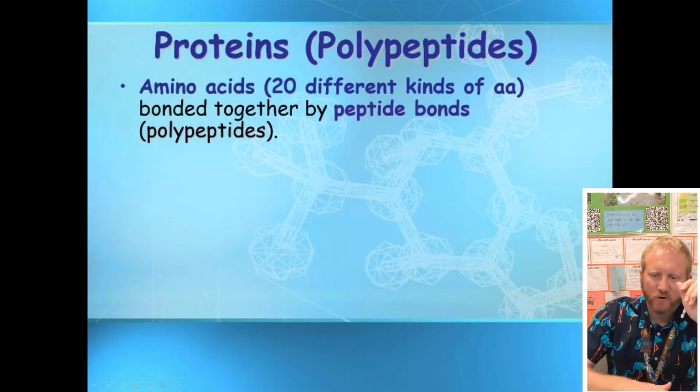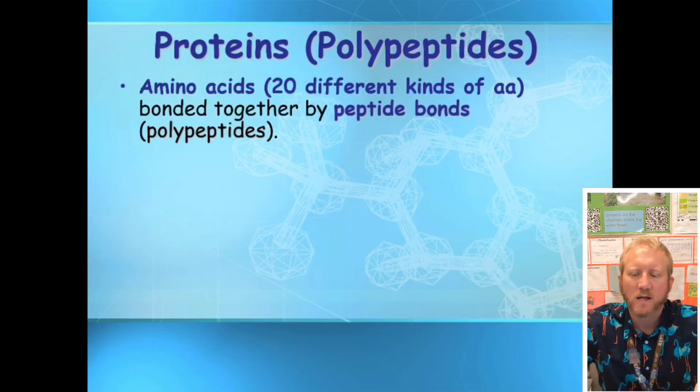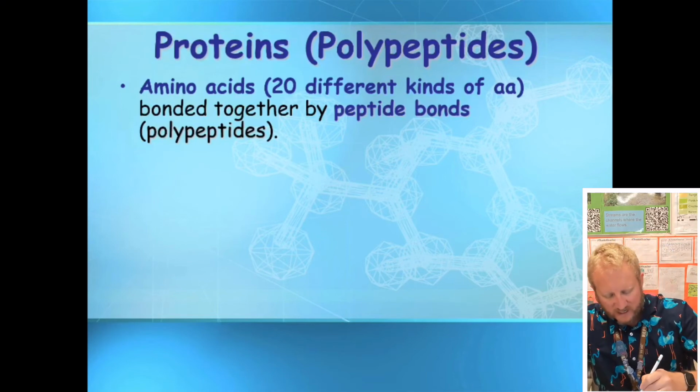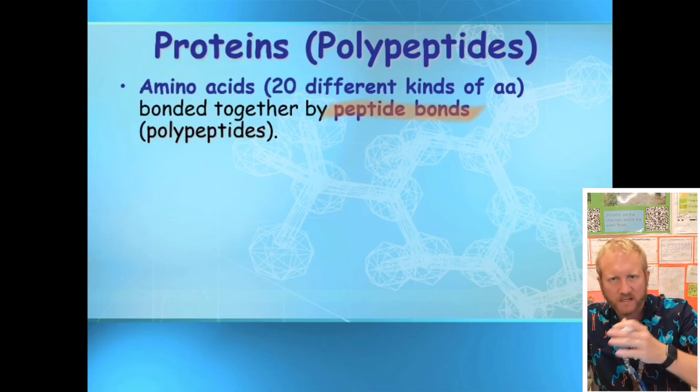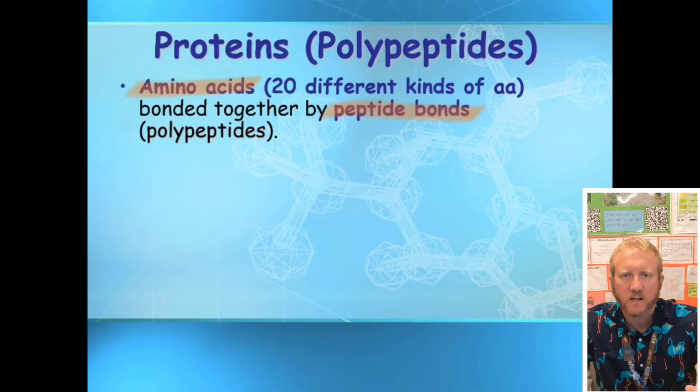Moving on, we have proteins. Proteins, also known as polypeptides, are made up of amino acids. And in animals, there are 20 different amino acids. They're held together by something called a peptide bond. So if you hear peptide, you want to know you're thinking about proteins. If you hear amino acids, you want to know you're thinking about proteins.